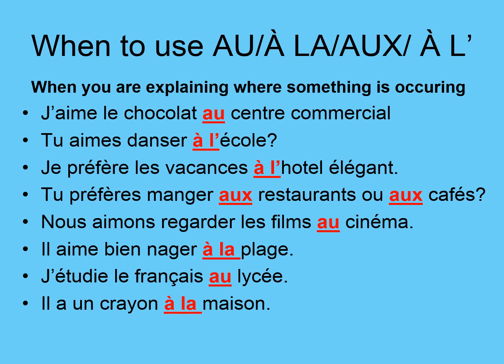Il a un crayon à la maison. That's using our old friend avoir. He has a pencil at home. So it may not necessarily be an action verb. It can just be a descriptive verb, I guess. Il a un crayon à la maison. He has a pencil at the house, but it tells us where. À la maison.